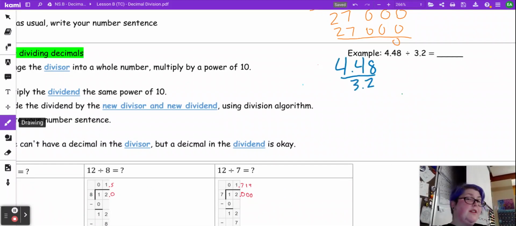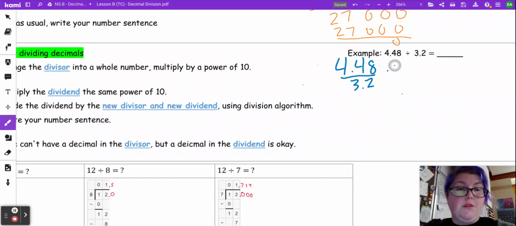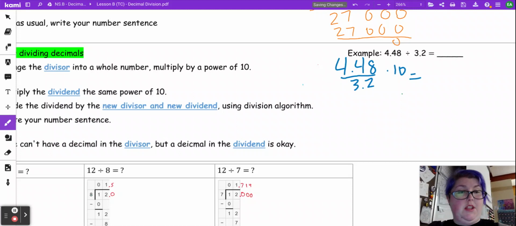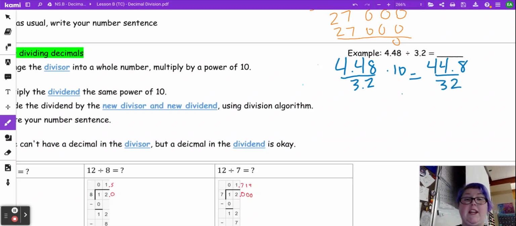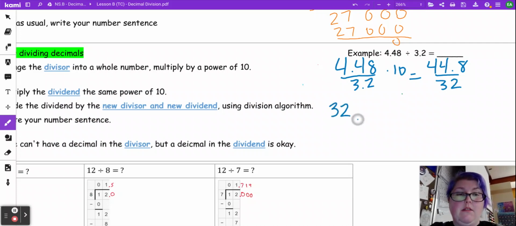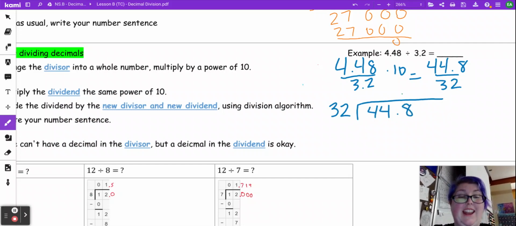So we're going to rewrite this as a proportion, because we are going to multiply both by 10, because whatever you do to one, you must do to the other. So this becomes 44 and 8 tenths divided by 32. Now, we can set this up as a long division problem. Notice you can have a decimal in the dividend, but not in the divisor, okay? So anything that goes outside versus anything that goes inside. And now we carry on with division as usual.